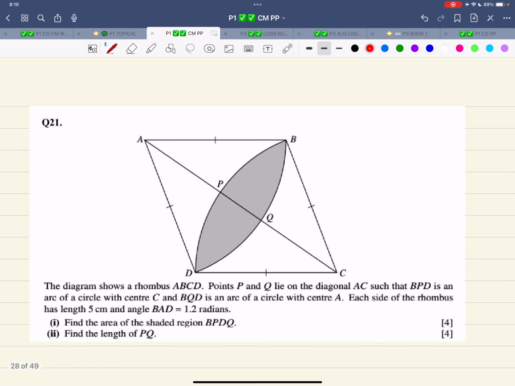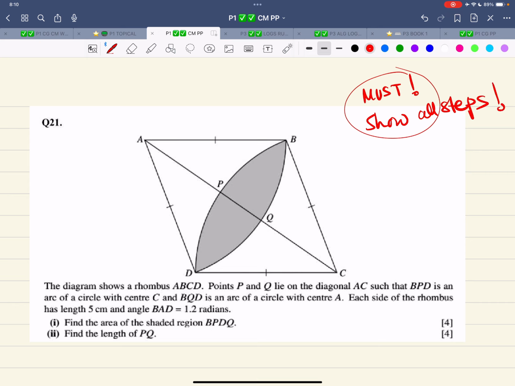So it is a must to show all necessary working, show all steps, no compromise, unless and until you don't want a nice grade. I don't know of anyone who is not willing to get a nice grade. If you want an A star in A2, if you want an A in AS level, then follow all the steps.